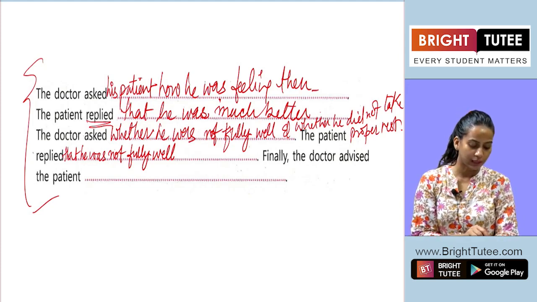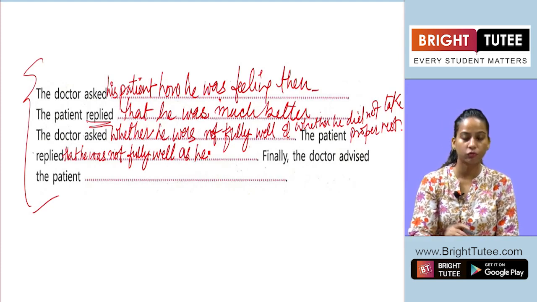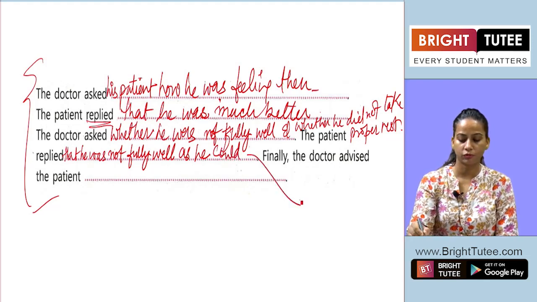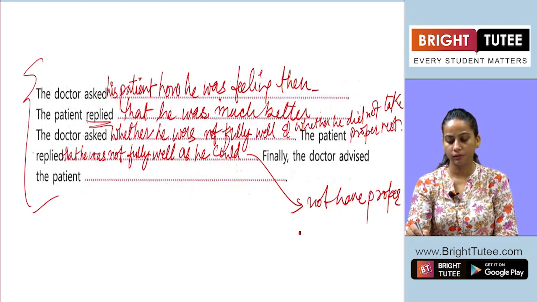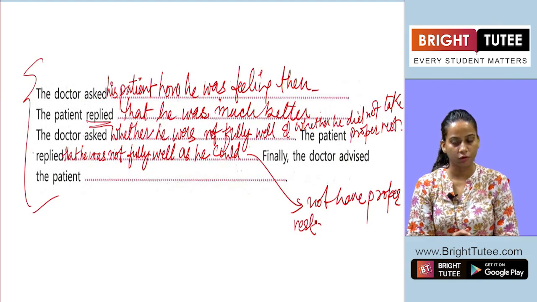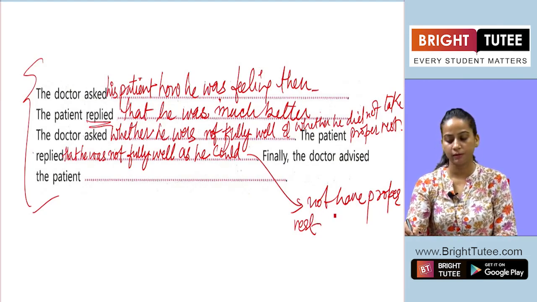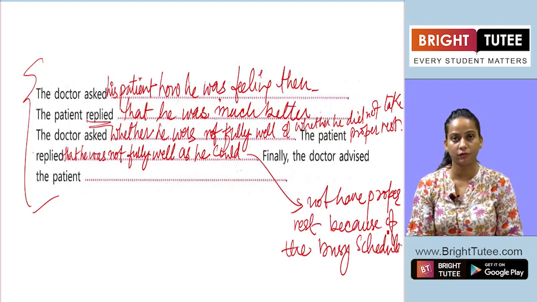Then why he was not? As I cannot. So cannot will change into could not. So it will be as he could not have proper rest because of the busy schedule. Clear?